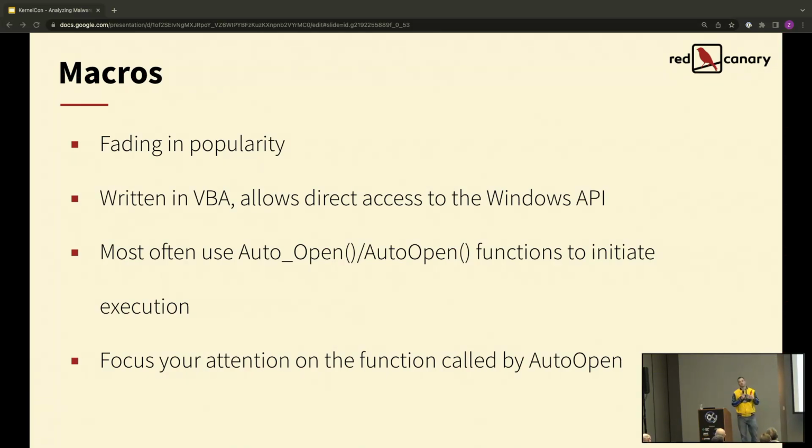Unlike some of those other things that we saw where you'd have to call that WScript shell object in order to run commands, they can access the Windows API directly. One of the big things that you see over and over again is the use of these auto open functions. What the auto open functions do is essentially, when that Word document is opened up, automatically run the malicious payload. So you'll see that over and over and over again. If we focus our attention on the function that's called by that auto open routine, it will serve us well.